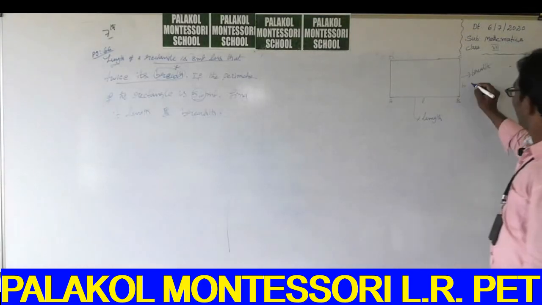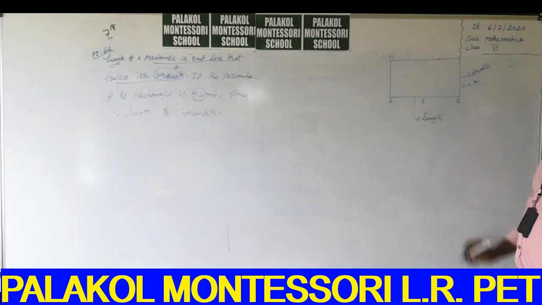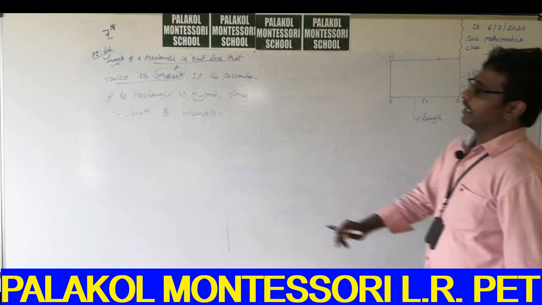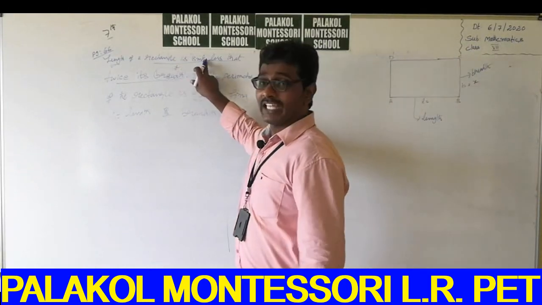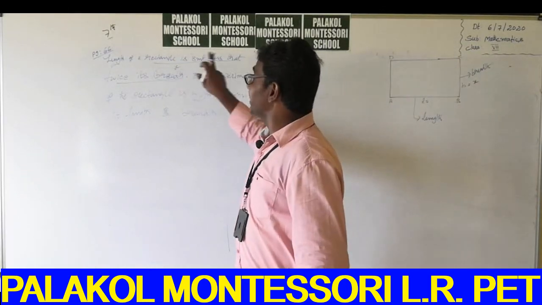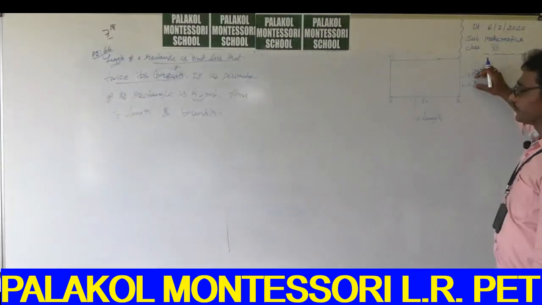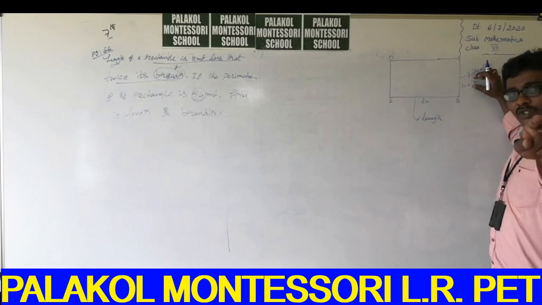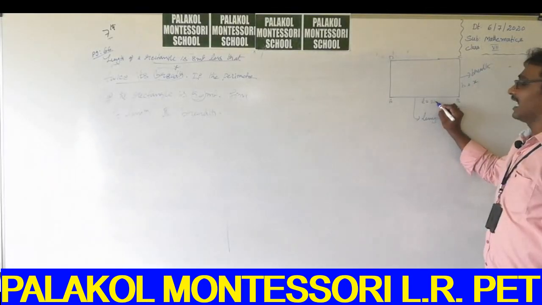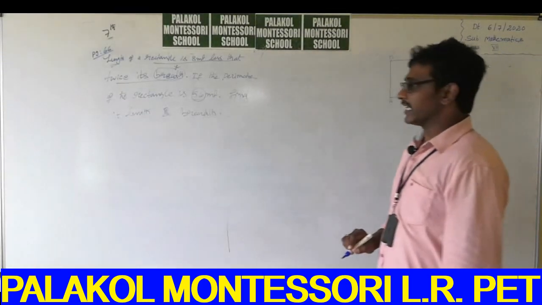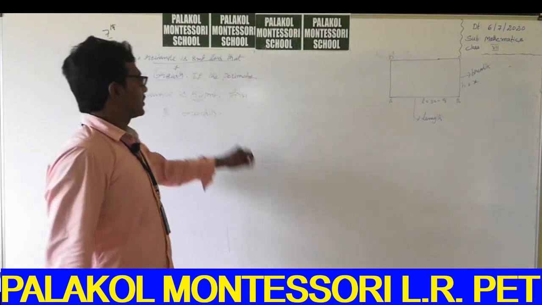That means the breadth is equal to x. The length of the rectangle is 8 meters less than twice its breadth. You know the breadth value x, so twice is 2x, less means minus how much? 8.